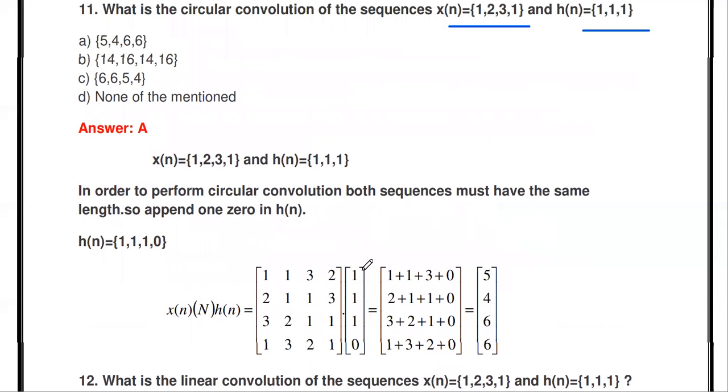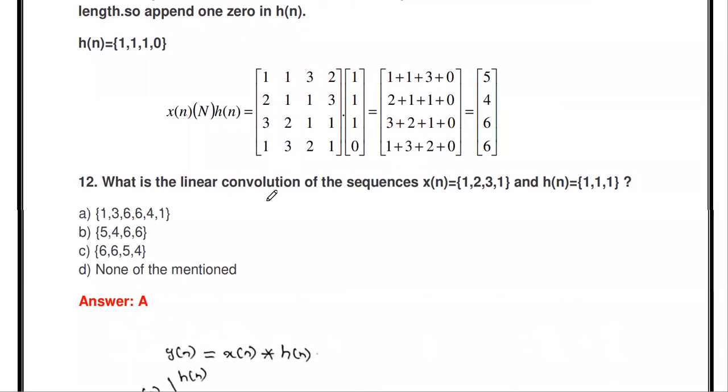After that, using the matrix multiplication, you just do it. The first column is 1, 2, 3, 1. Then you rotate: 1, 1, 2, 3. Then you rotate: 3, 1, 1, 2, and 2, 3, 1, 1. Then 1, 1, 1, 0. If we multiply, we will get the answer as 5, 4, 6, 6. Okay, this is the answer.